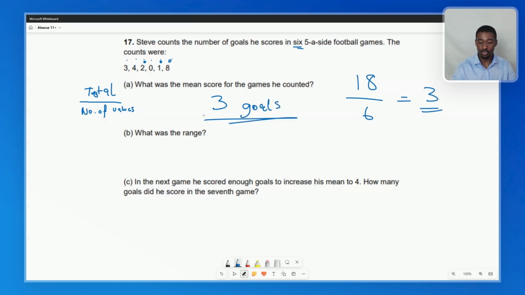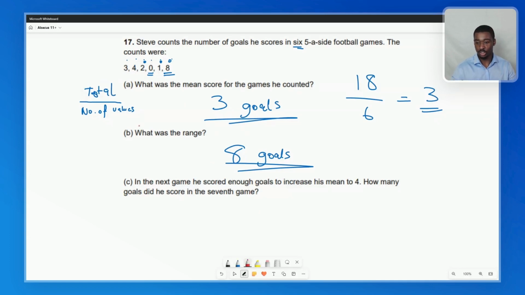And then what was the range? Well, for the range, it's always the largest minus the smallest. And that's going to be the 8 goals he scored minus the 0 goals he scored. So the range is 8 goals. And now for part C, we're adding a bit more complexity to the question. In the next game, he scored enough goals to increase his mean, which was 3, to 4. How many goals did he score in the 7th game?